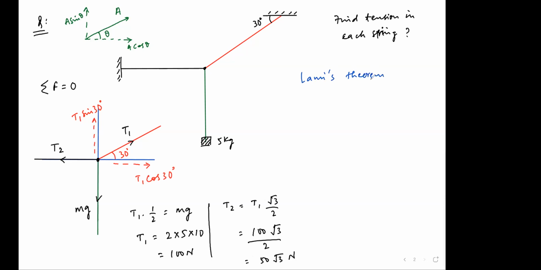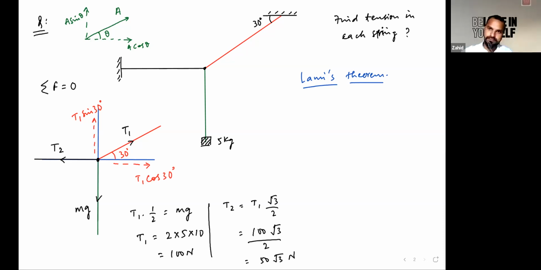Yes, sir. I'm now solving the same problem using Lami's theorem. Let's say you have one vector along this direction, the other along this direction, and the other along this direction. So first of all, you have to define the inclination between each vector. This is T1, this is T2, this is the vertical direction, mg.